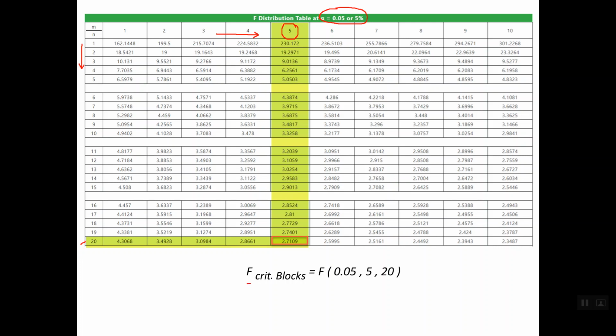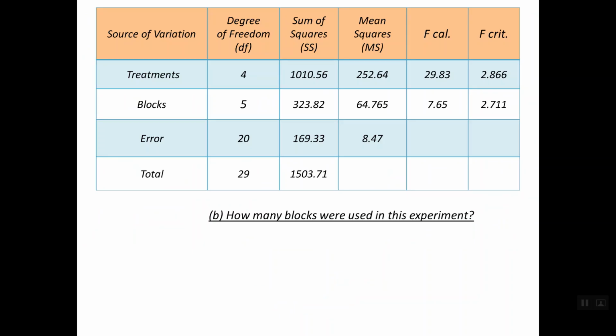So the value of the F critical for the blocks at a probability of 0.05, degree of freedom for the blocks equal to 5 and degree of freedom for the error, which is 20, is simply 2.7109. So by this we finished all the missing values. Let's answer these short questions regarding the contents inside this table.